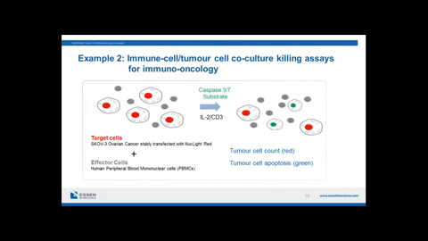Okay, so let's think about the second example. This is slightly different. This is an example where we assembled a co-culture assay to look at immune cell killing of adherent tumor cells for an immuno-oncology project. Briefly, what we did is we created a co-culture with ovarian cancer cells with human peripheral blood mononuclear cells, PBMCs, as the effector cells.